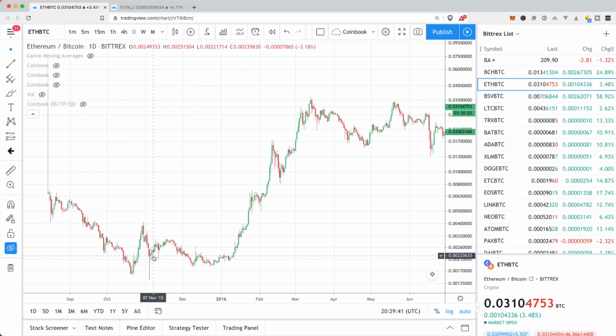This is a level where our support moved up from here to here, and when we tested it, it fell, and we broke through, and then what happened? It flipped to resistance. So this point now became resistance. So we do have support here, but we have resistance here, and we also have resistance here.